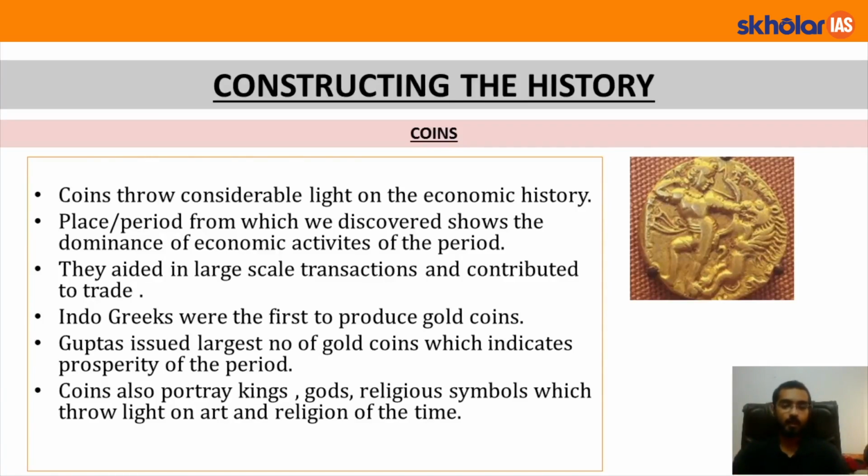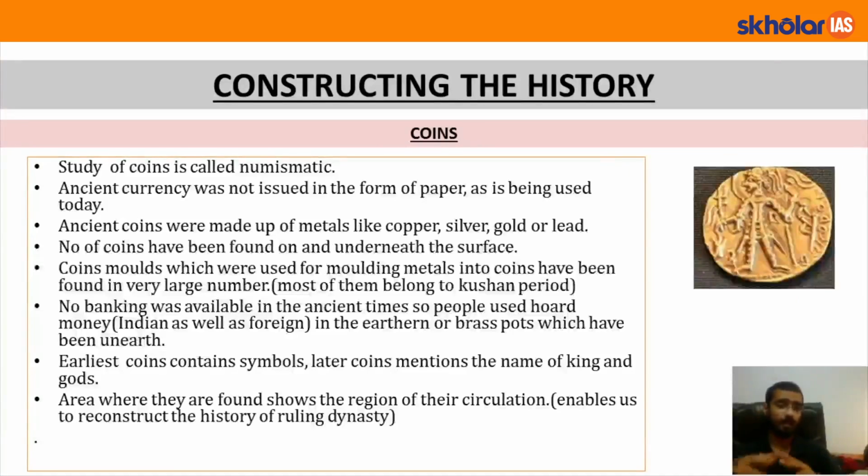So let's take a quick recap. The study of coins is known as numismatics. Ancient currency was issued in the form of metal objects. These metals were copper, silver, and gold. These metals were used to make metal money.